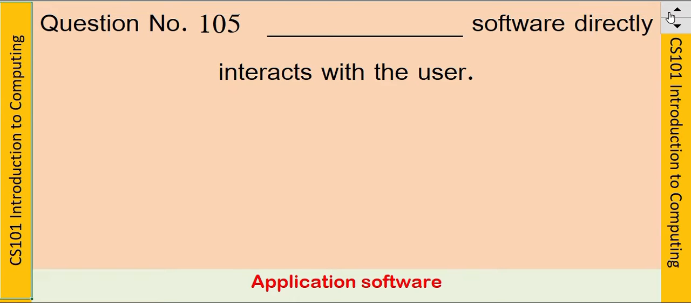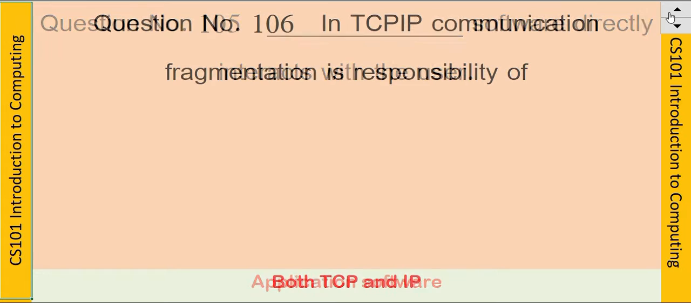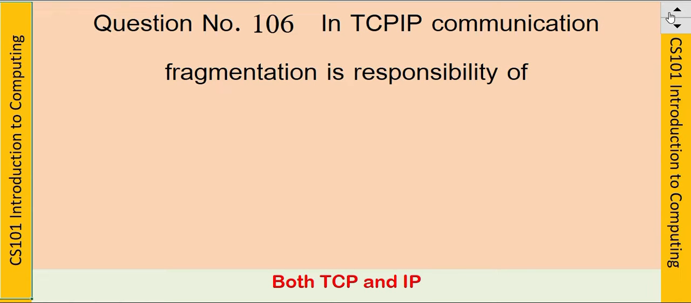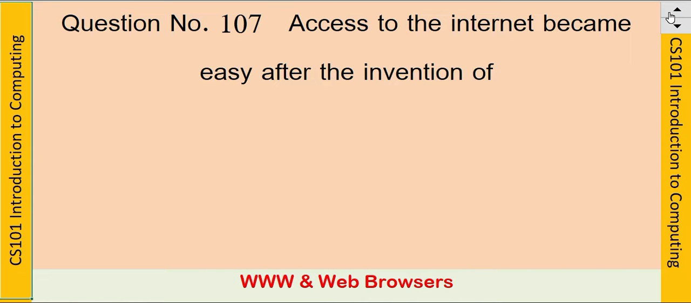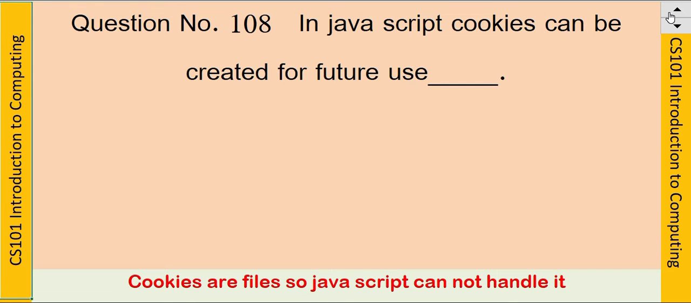Application software directly interacts with the user. In TCP/IP communication, fragmentation is responsibility of both TCP and IP. Access to the internet became easier after the invention of www and web browsers. In JavaScript, cookies can be created for future use. Cookies are files, so JavaScript cannot handle it.